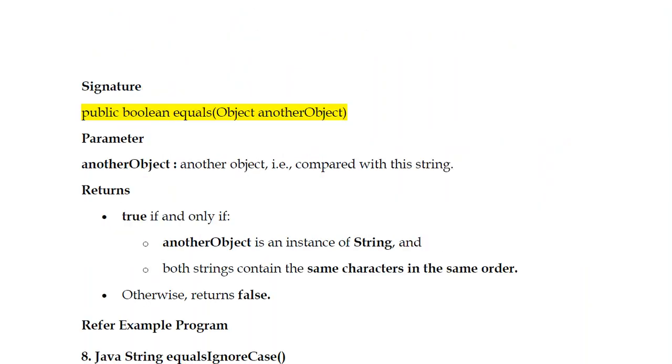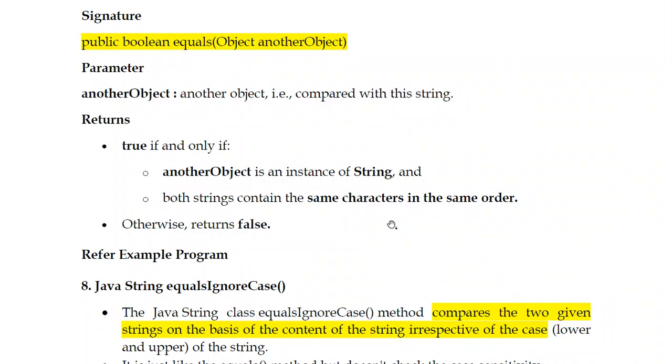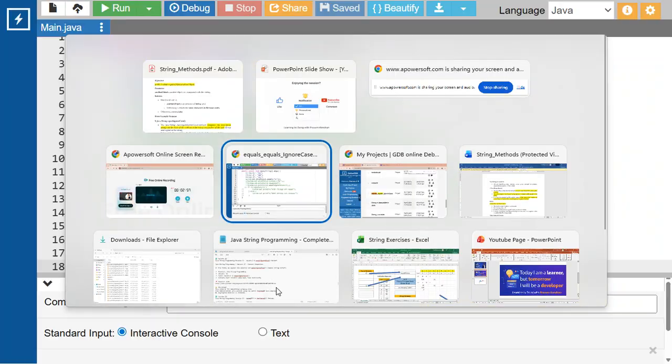We'll discuss with an example. Before that, the signature: boolean equals, the return type is true or false. It compares with another object only. If the content is the same, it will return true. Important thing: if and only if the other object is an instance of String. Otherwise, it returns false. First we'll discuss with real-time examples, afterwards we'll go on to equalsIgnoreCase.